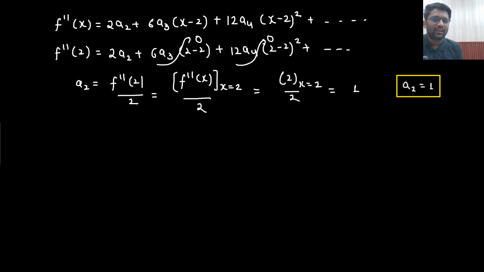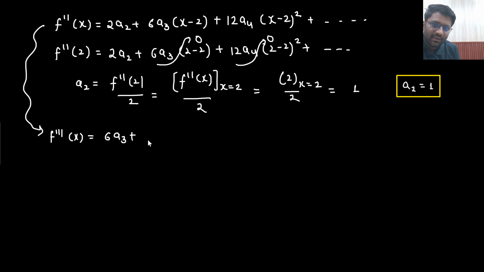Now I thought let's find out A3. So for finding out A3, what I did, f triple dash I find out. Right? I am differentiating this function again. So what am I getting? This is a constant value. This will be gone. And here what you will get? 6 into A3 plus here what you will get? 24 into A4 x minus 2, not whole square. This is coming in front, and so on.